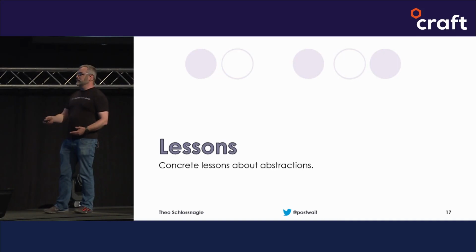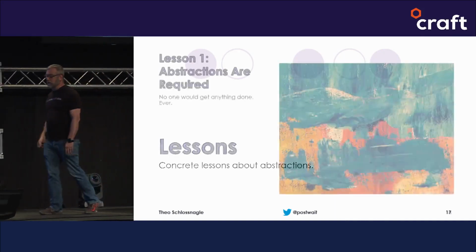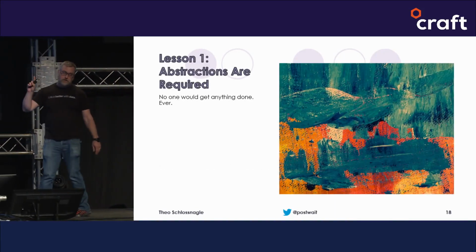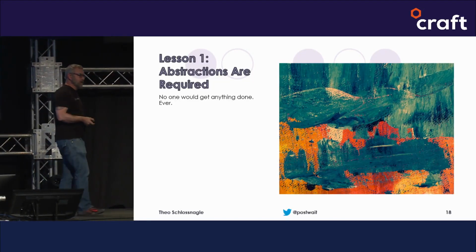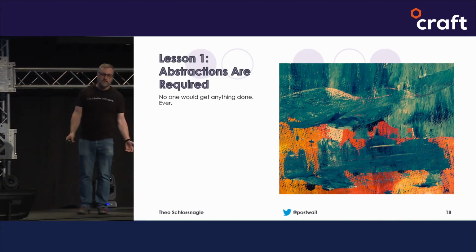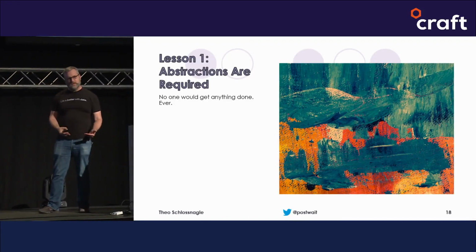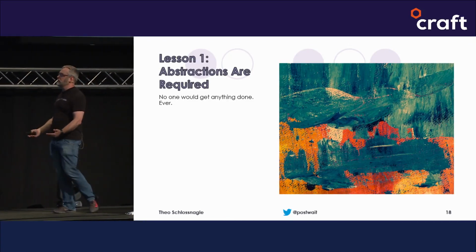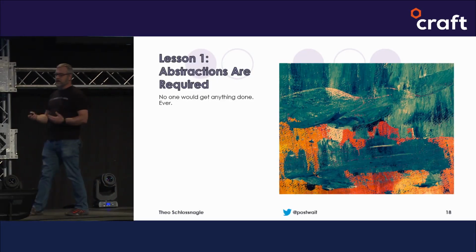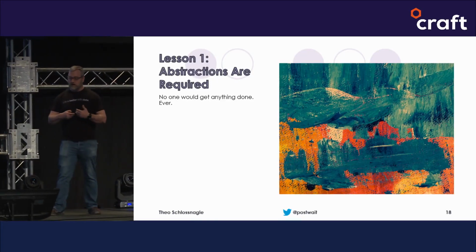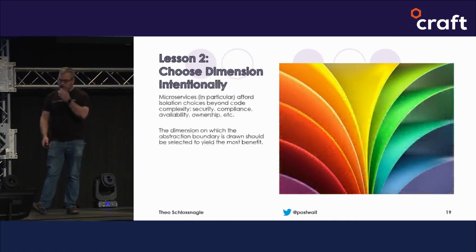So what are the lessons here? What lessons you should walk away with is there is no shame in abstractions, okay? They are absolutely and fundamentally required. You can't get your job done without abstractions. Can you imagine having to think about transistor state changes every time you load a web page? That would be crazy. So abstractions are here for a reason. That's not a bad thing.